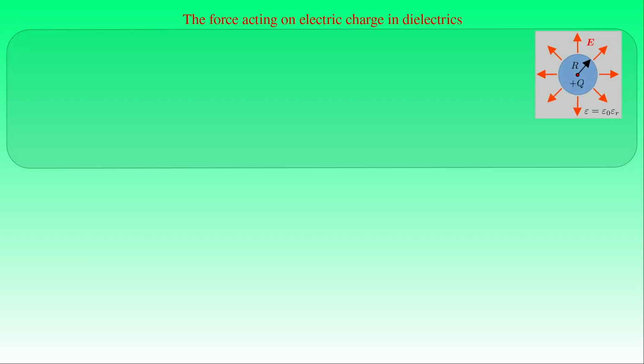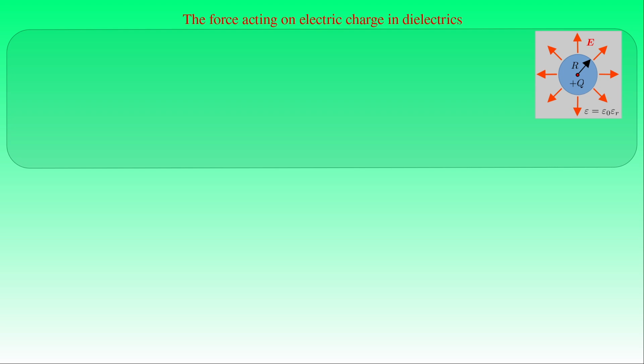We start the discussion on electrostatic forces acting on electric charge in dielectrics with the simplest case. When we studied electric fields in insulating materials, we considered the problem of a charged conducting sphere of radius R surrounded by a homogeneous dielectric medium of relative permittivity εr. We saw that the electric field E due to the electric charge Q distributed over the conducting sphere is spherically symmetric outside its surface, and its magnitude is εr times less than the magnitude of the electric field produced by the same charge distribution in a vacuum.